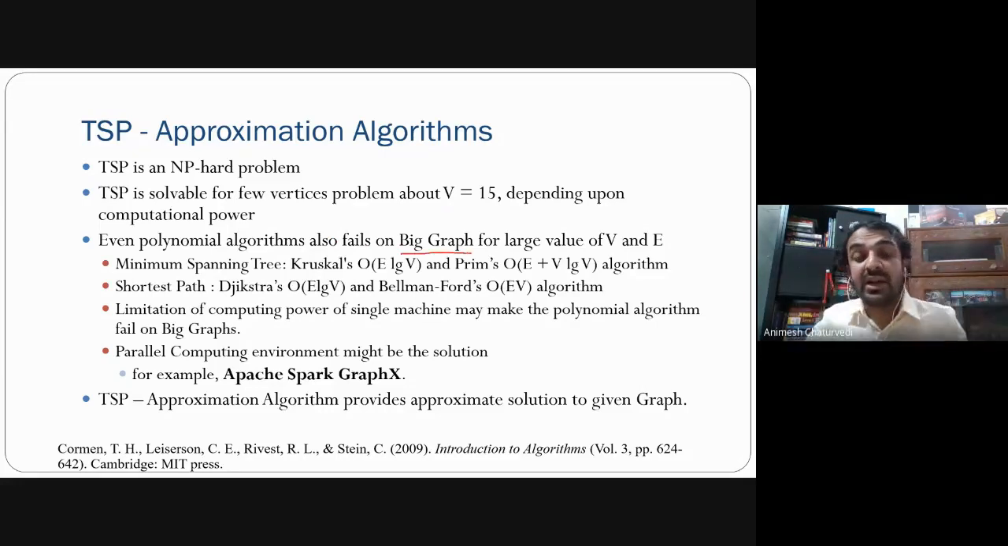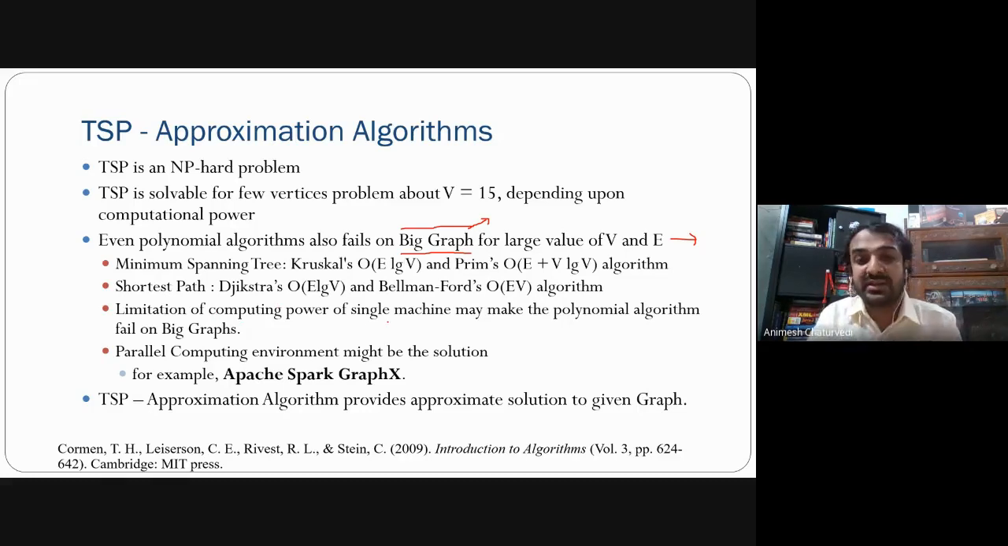I'm talking about very, very large graphs where vertices are in the millions or billions. These types of graphs are said to be big graphs, having V and E equal to millions or billions of vertices and edges. For example, even the minimum spanning tree algorithms like Kruskal's and Prim's, which are solvable in polynomial time, or shortest path algorithms, Dijkstra's or Bellman-Ford, which are solvable in polynomial time, also fail because of the limitation of computing power.